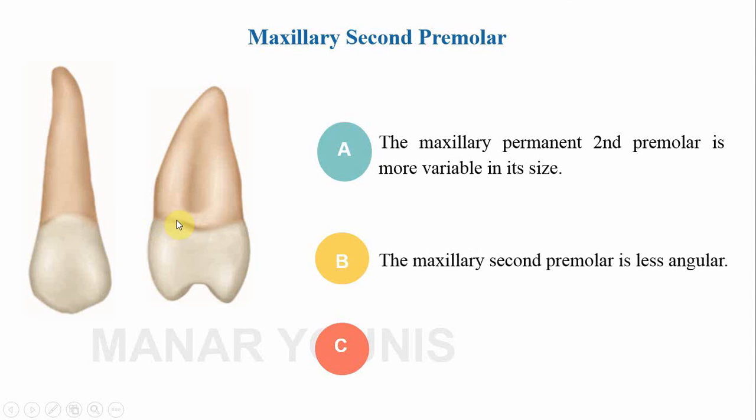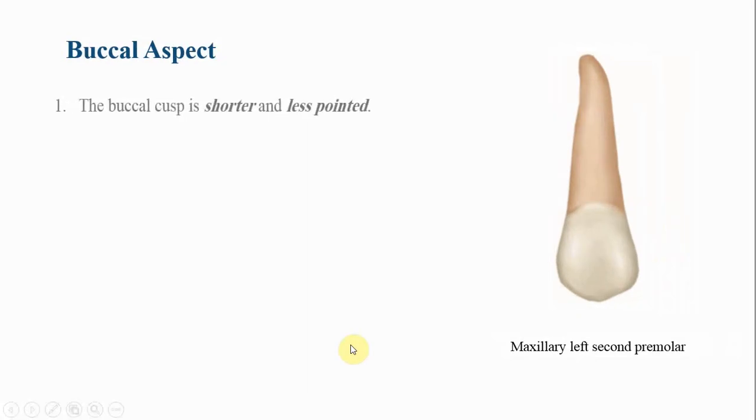The maxillary second premolar is less angular, as is obvious in all aspects, from the buccal, lingual, mesial or distal, and even occlusal. It's less angular compared with the maxillary first premolar. And finally, it has a single root rather than two. These are the main differences between the two premolars.